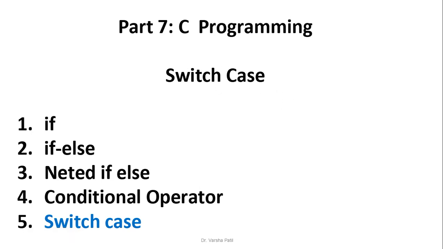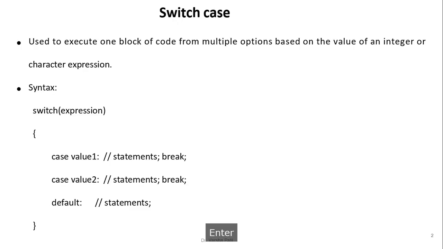Now in this video we are going to see the switch case. Switch case is to execute one block of code from multiple options based on the value of an integer or character expression. For example, inside the switch, a character or integer expression is there, and whatever the value is, based on that, the particular case gets executed.